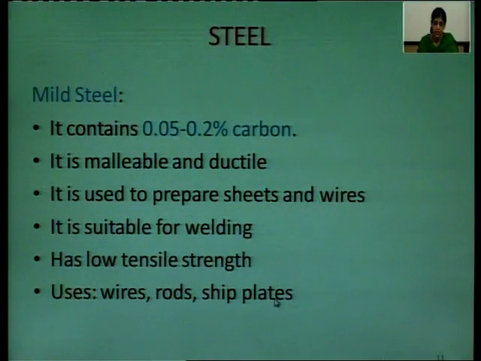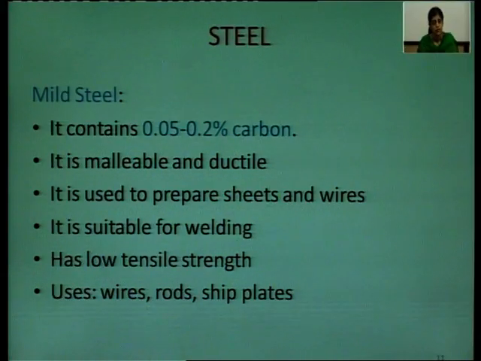So, mild steel has very less percentage of carbon, and that is why it is soft. It is malleable and it is ductile, and it can be easily welded. You know the meaning of welding? To join two metal parts with the help of an electric arc. So, mild steel can easily be welded.